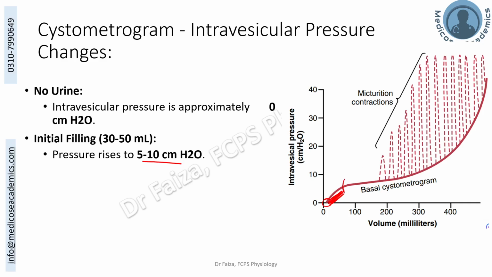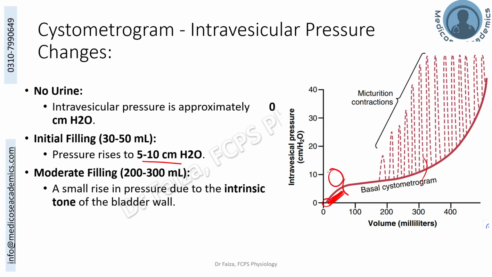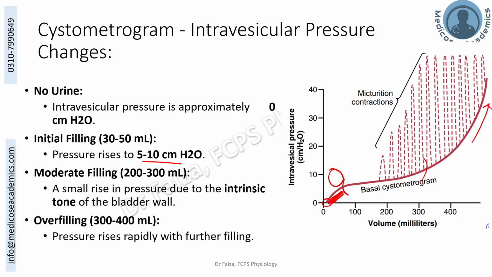Afterwards, you can see from 50 ml to approximately 300 ml, the volume in the bladder was increased a lot, but the pressure change was almost insignificant. So with a very small rise in pressure, a huge volume of urine was accumulated in the bladder. This is the second phase of the cystometrogram. After which, even with a small increase in the urine volume, there is going to be a huge increase in the pressure, which is the third phase of the cystometrogram.